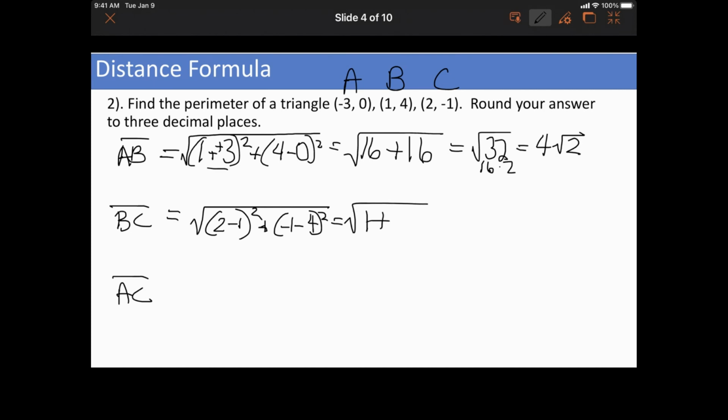It's 1. That's negative 5 squared is 25. Square 26. AC, so negative 1. Oops. Actually, it doesn't matter.